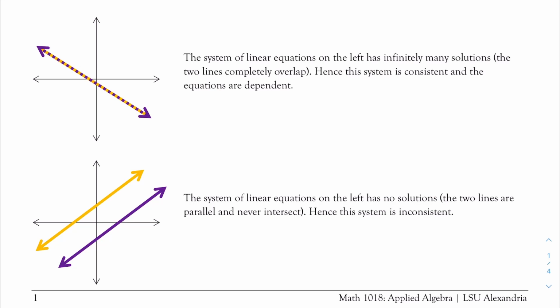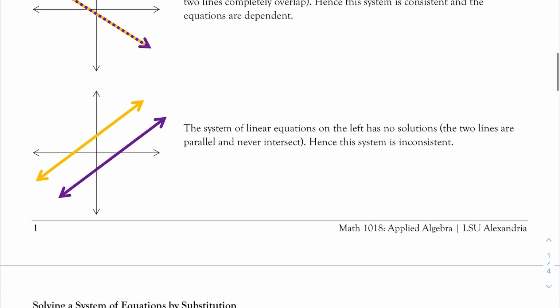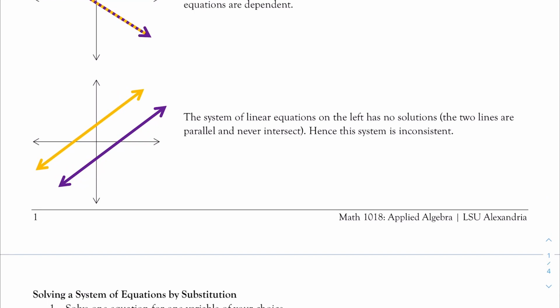And then my last situation is what happens whenever I have no solutions. Remember what I said earlier: my solutions are where my lines cross each other. Well, I know of an example where I have two lines that never cross each other. That's something that we call parallel lines. Parallel lines never cross. Hence, they have no solutions to the system of equations. And that's what we have here in the third picture. So these are the three figures that we're looking at.